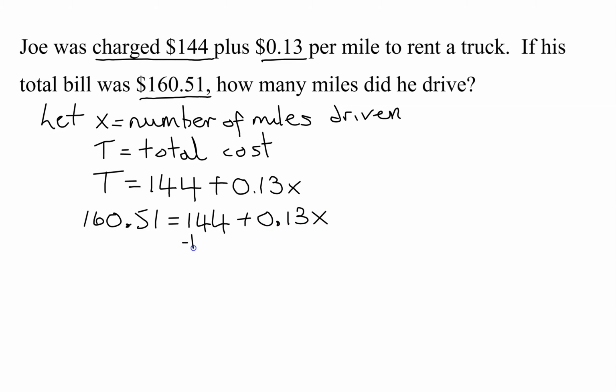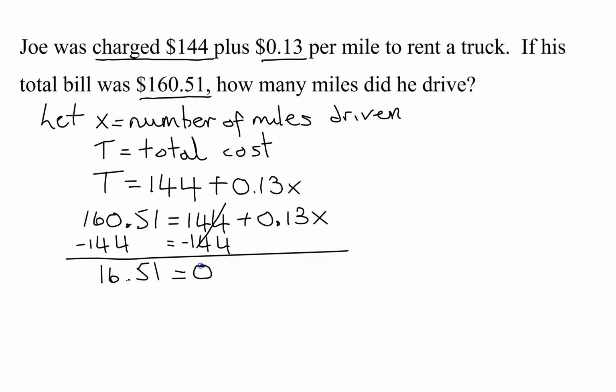So I'm going to subtract 144 from both sides. So on the left-hand side, I get 160.51 minus 144, which is 16.51, equals 0.13x. And now to get x all by itself on the right-hand side, I have to divide both sides by 0.13.